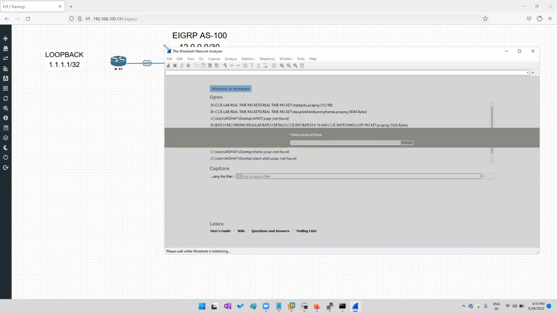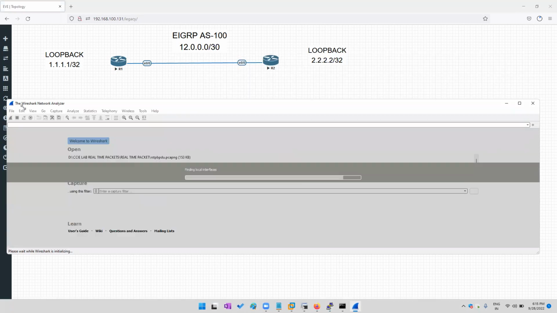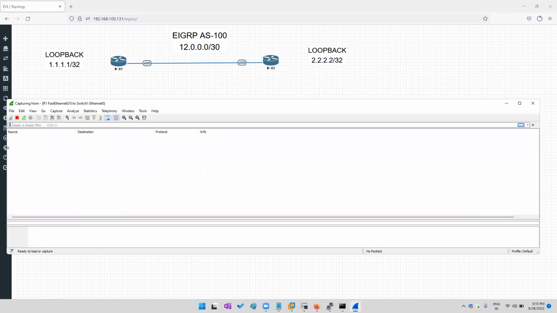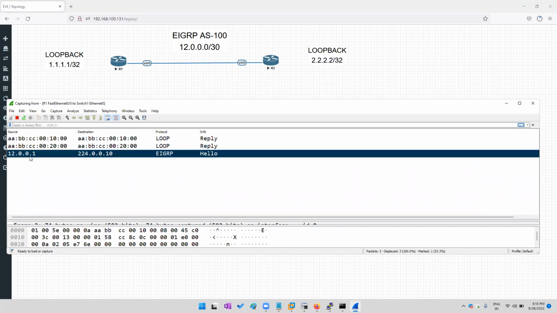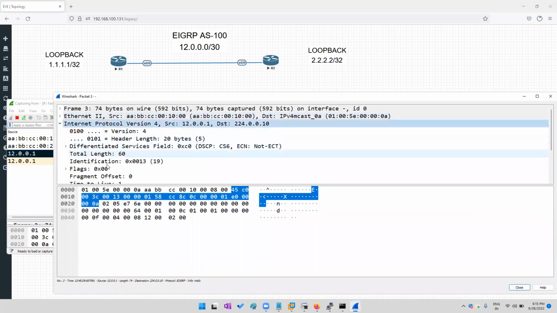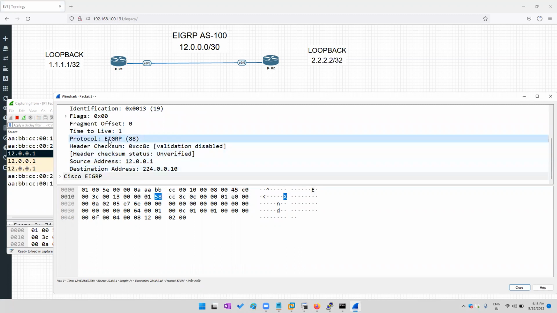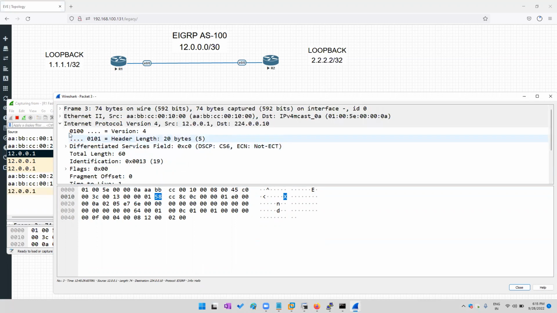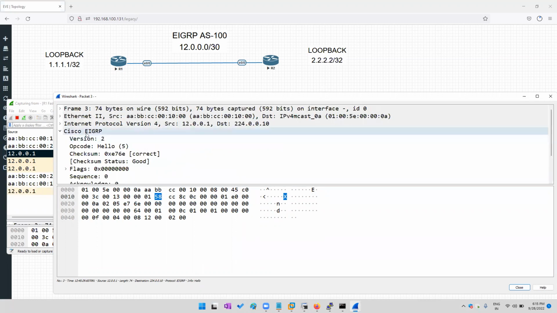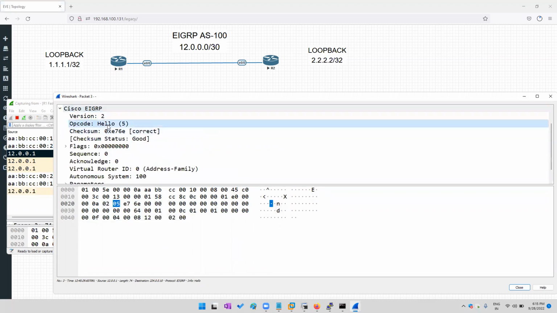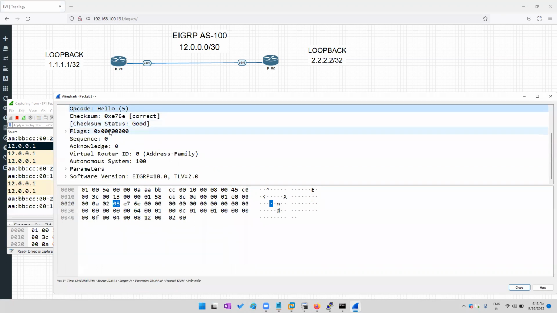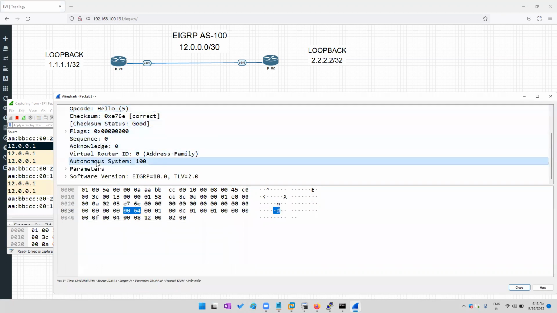Now verify. R1 says, I am sending a hello message on the multicast IP of EIGRP. This one. Source IP is 12.1, destination is the multicast IP, and the upper layer protocol is EIGRP. Protocol number is 88. Now, in EIGRP, we are sending a hello message. Inside the hello message, we are sending AS number 100.